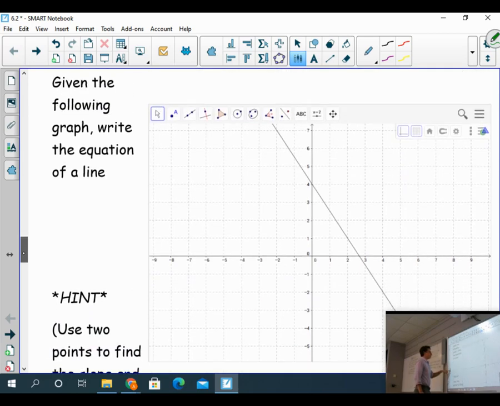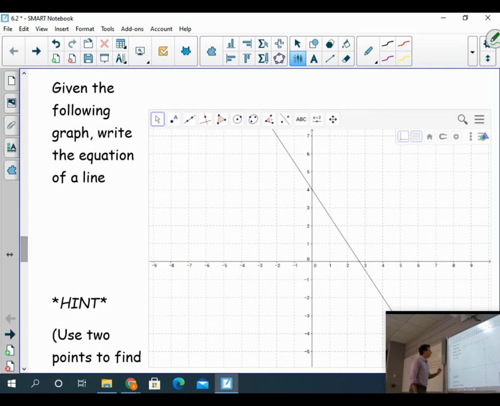Now let's transition to the next level. Here we now have a graph, and given that following graph, we want to write the equation of a line. Okay, we're advancing to the next level. So again, try this on your own, and then I'll solve it. So pause the video, try it, and then check your work with me. So hopefully you've given it a shot at this point. So when I'm looking at this, I see a few things going on.